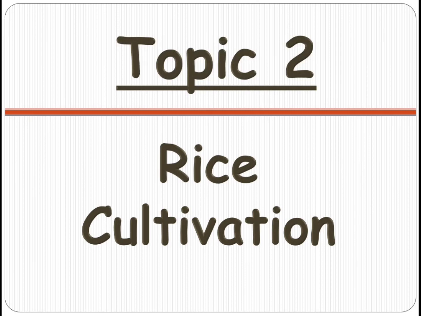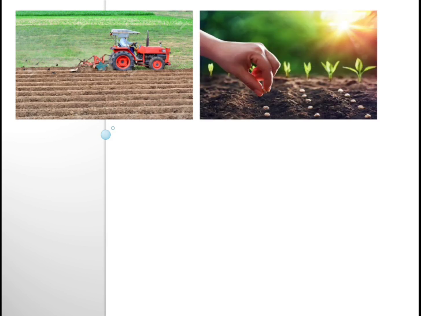So first step, the farmer has to plow the field. Earlier they used to use the cows and buffaloes to plow the agriculture land. Now they are using the tractors as in the picture. Then they sow the seeds, then they allow the crop to grow.